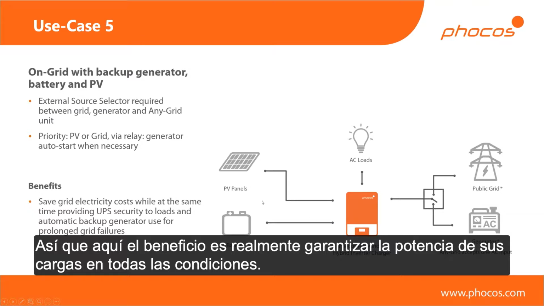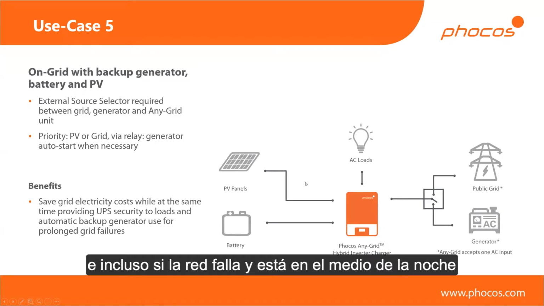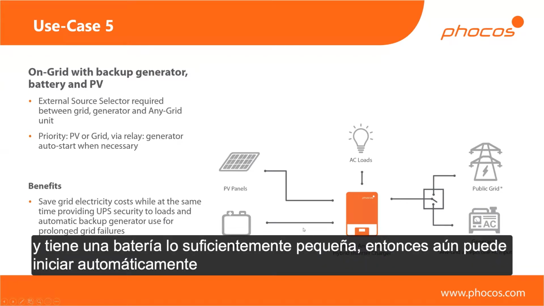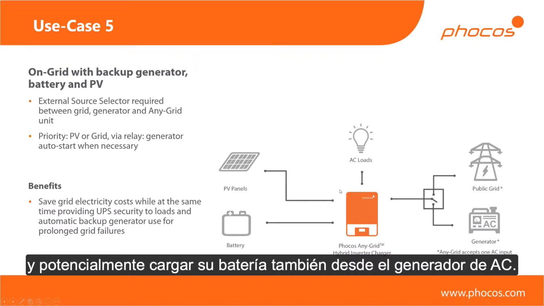So here the benefit is really guaranteeing power to your loads under all conditions. You might have the grid that you can use. You can obviously prioritize PV if you wish. And even if the grid fails and it's in the middle of the night and you have a small enough battery to not get you across the night, then you can still automatically start the AC generator as required to power your loads and potentially charge your battery from the AC generator as well.